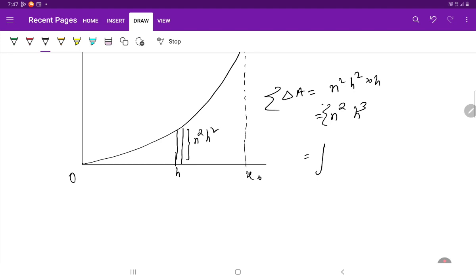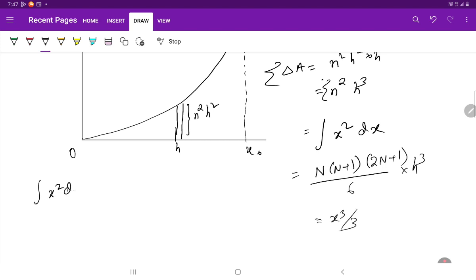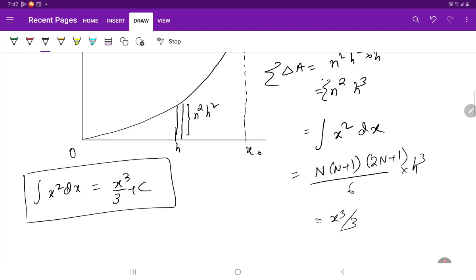What is n square h square? N square h square can be written as x square, and h is dx. So taking the summation, we'll get capital N into capital N plus 1 into 2N plus 1 by 6 into h cube. The same thing we are doing here again, putting N so large that N plus 1 is equal to N and 2N plus 1 is equal to 2N. So I'll get x cube by 3. So I can say that the integral of x square dx is equal to x cube by 3 plus c. Hope you get it.